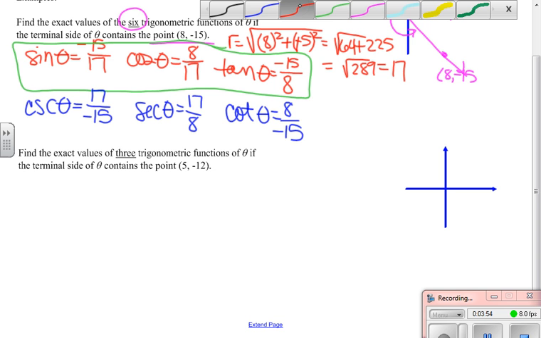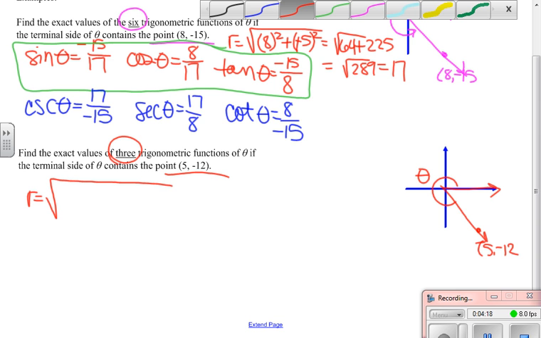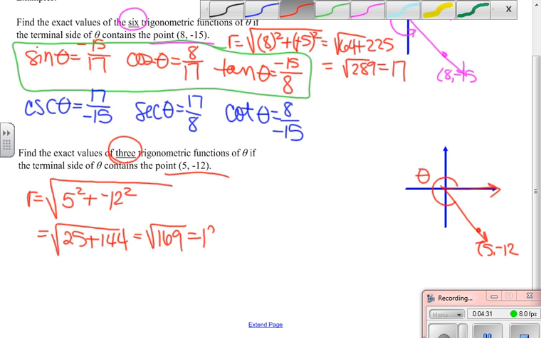Now here, when it asks us to find exactly 3, we're talking about the big 3, sine, cosine, tangent. If I'm looking at that point (5, negative 12), it lives somewhere down there. Again, I'm looking at this angle theta. I need to find r. r is equal to the square root of 5 squared plus negative 12 squared, which is equal to the square root of 25 plus 144, equal to the square root of 169. r is 13.